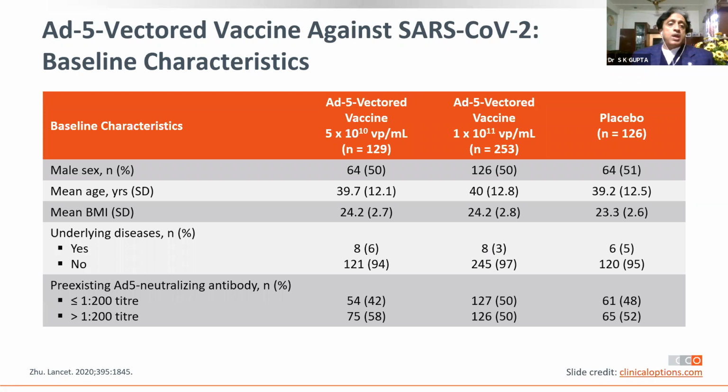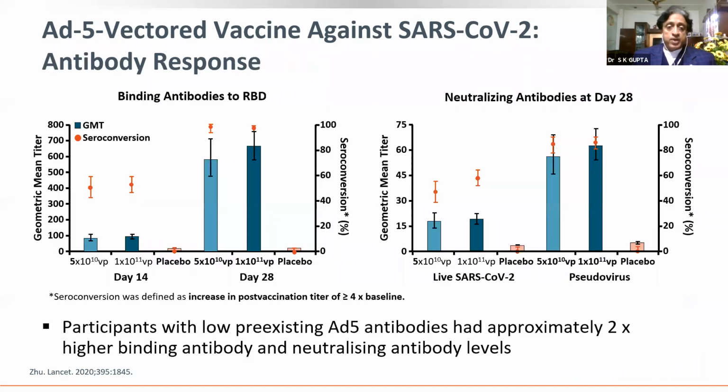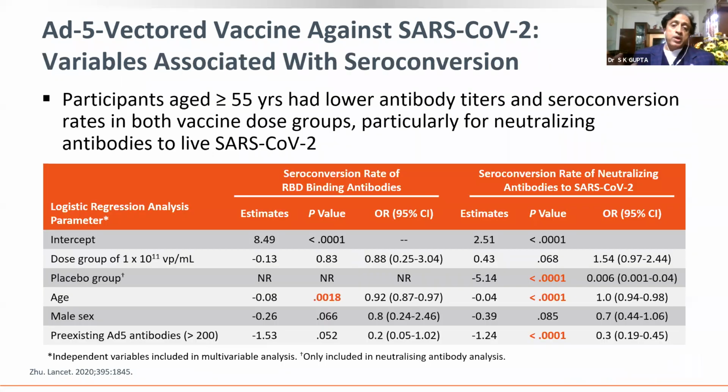Now we come to the AD5 vector vaccine, that is the Chinese vaccine. When I presented my data way back in April or May, this was the front runner vaccine. It uses adenovirus 5 as a vector, and China was feeling very proud of it. But this vaccine has fizzled out because it could not produce a sustained immune response, and the phase 3 trials could not kickstart in Canada because it had a variable response, particularly in older people, those more than 55 years.